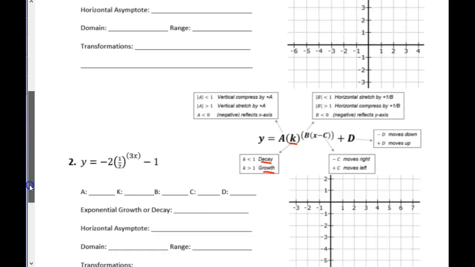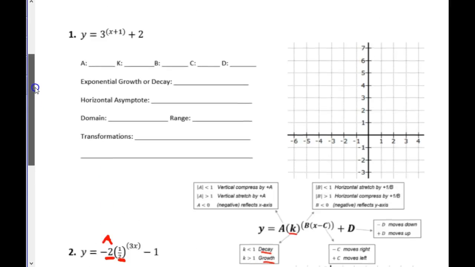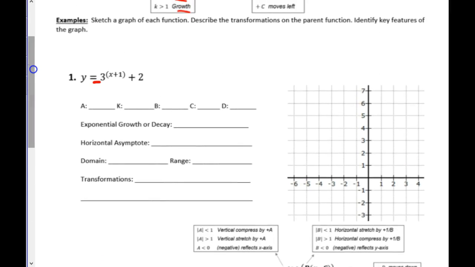So look at number 2. See how number 2 has a number in front of the base? That's an A value right there. But number 1 actually has no A value in front of that 3. So there's no A. Or not 0. Basically A is 1, but what I'm going to say is don't worry about it. Because 3 is actually the K value. 3 is the base of that exponent.